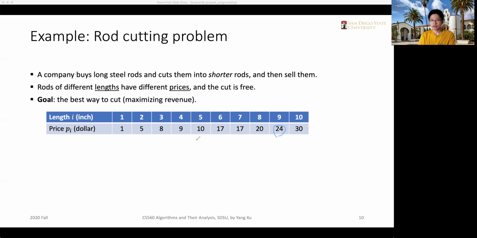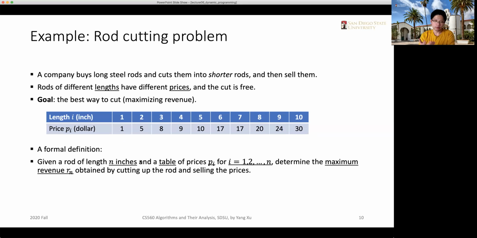$24. Okay, so this is not necessarily a linear relationship. It's not necessarily proportional. The price is not linearly proportional to the length, but we know that the different lengths have different prices. That's for sure. So we'll just use this table as some external information, okay, as some constants that we know about. Okay, so the problem is straightforward.